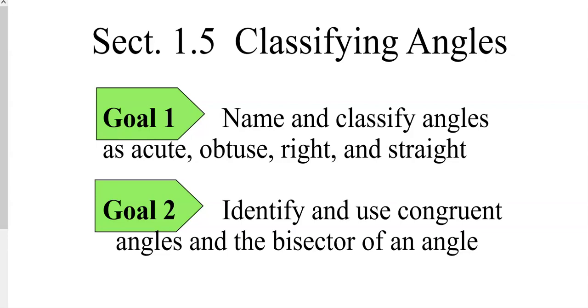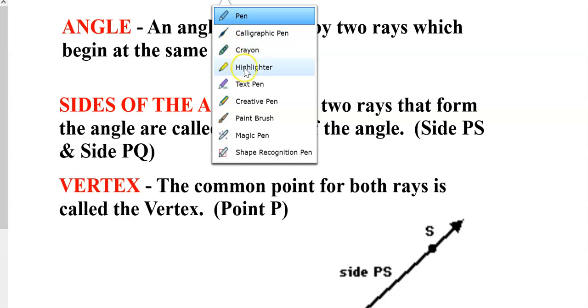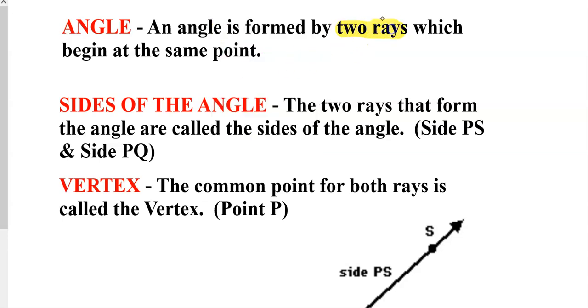Today we're going to start talking about angles. And we're going to start off by defining what is an angle. An angle is formed by two rays, so that's important to highlight there, two rays, which begin at the same point. That same point is what we call the vertex.